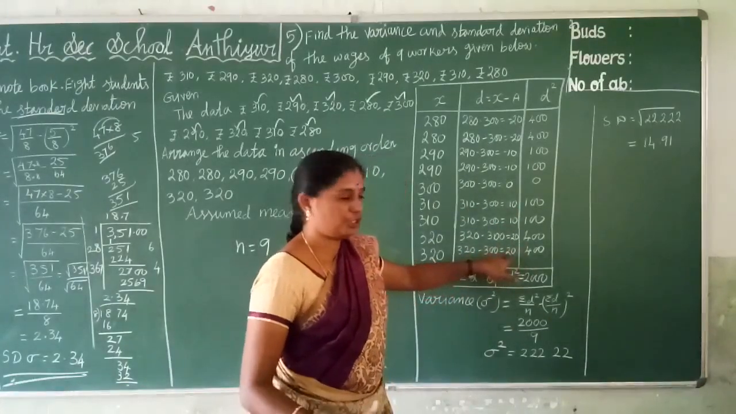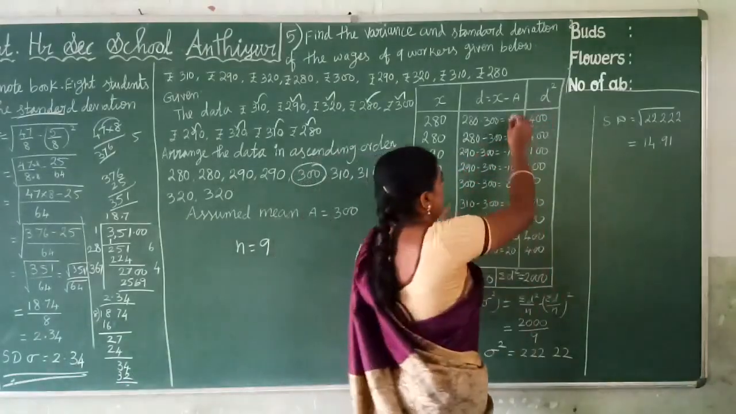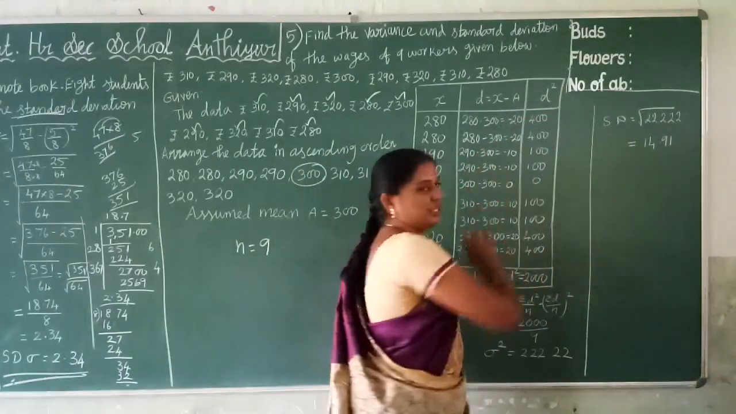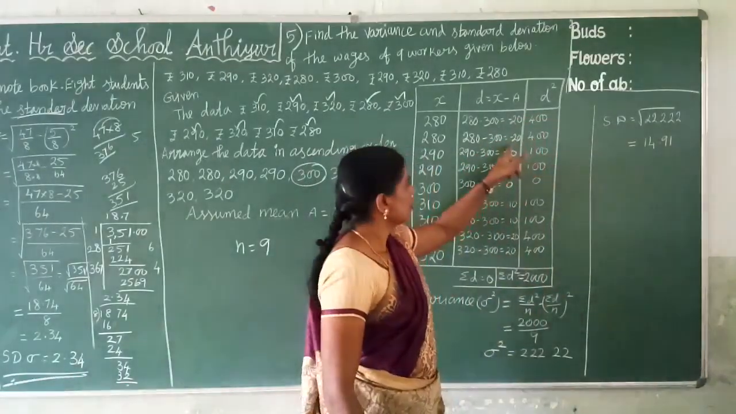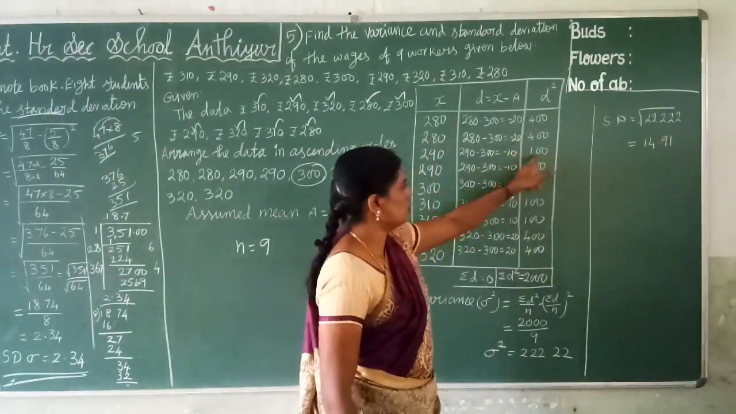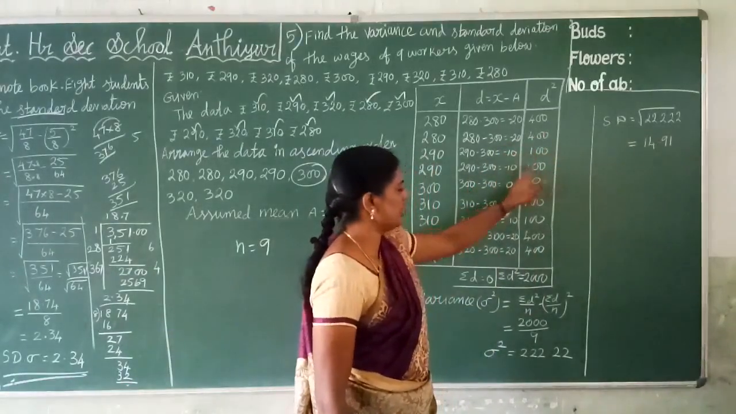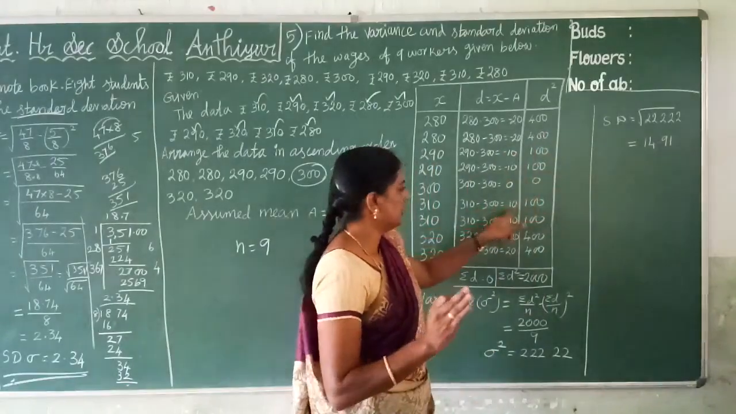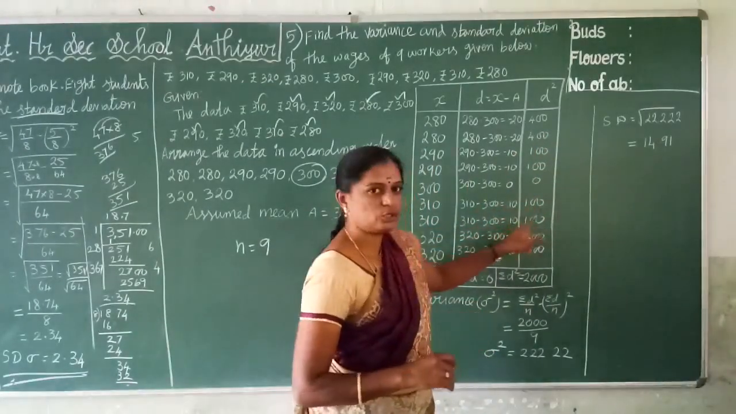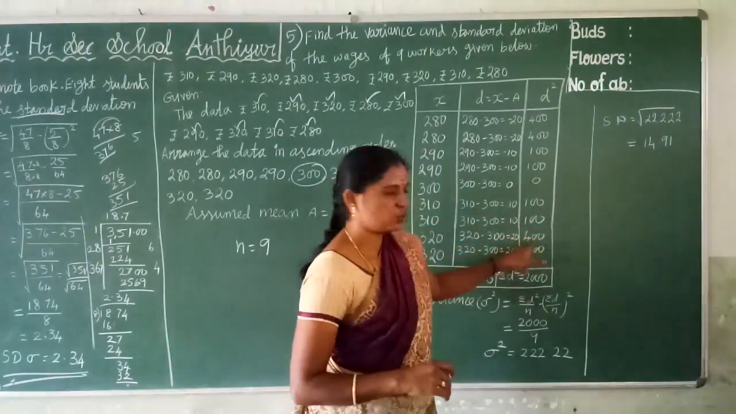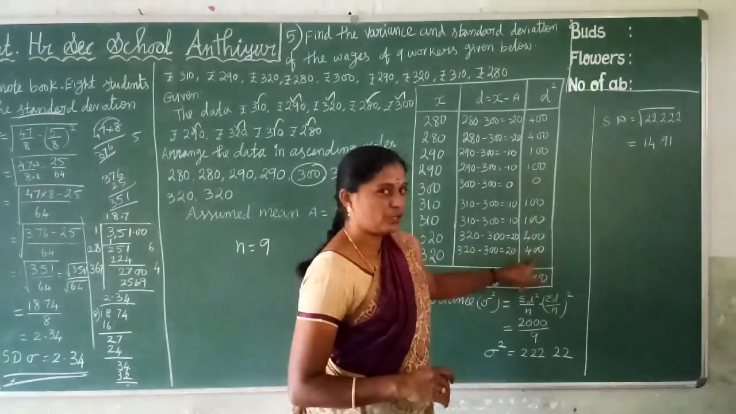The same as the last question model. Next d square. D value minus 20, minus 20 into minus 20, 400. Minus 20, 400. Minus 10 whole square, 100. Minus 10 whole square, 100. 0 whole square, 0. 10 whole square, 100. 10 whole square, 100. 20 whole square, 400. 20 whole square, 400.